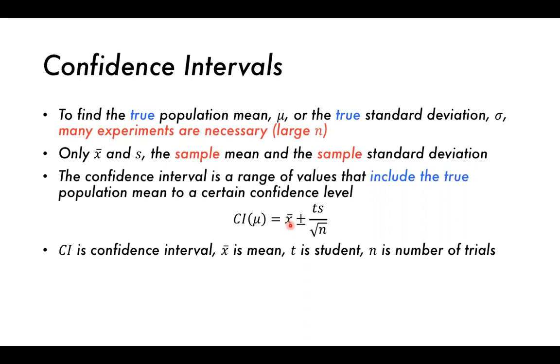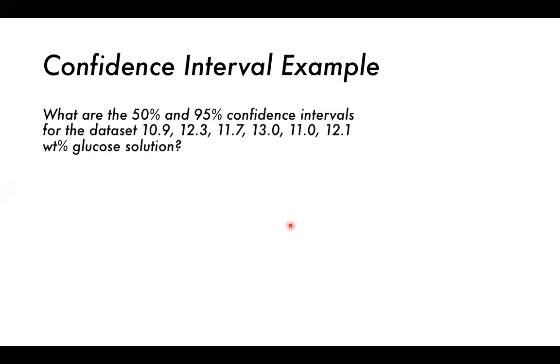Here's an example of the confidence interval. What are the 50% and 95% confidence intervals for the data set 10.9, 12.3, 11.7, 13.0, 11.0, 12.1 weight percent glucose solution? So we've got various weight percent sugar solutions. We're going to first calculate the mean and the standard deviation for our data, which are given here. It's often a good idea to utilize spreadsheet software if possible to calculate these, although for such a small data set, it's also possible to do this manually.